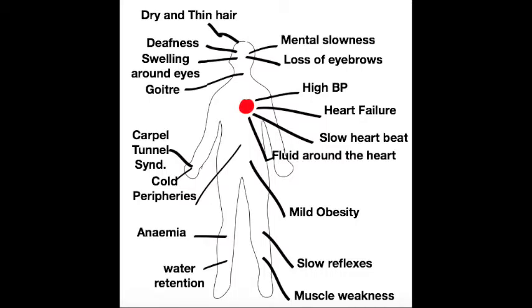With regard to the heart, it can increase the blood pressure, it can cause heart failure, it can cause something called bradycardia, which is a slowing down of the heartbeat, and it can also cause pericardial effusions, which is fluid around the heart. As mentioned, it can cause mild obesity, the reflexes in the body are slow, it causes weakness of the peripheral muscles, which are the muscles below your elbow, below your knees. It causes edema, which is water retention, and as mentioned, the hands and feet can feel cold all the time, or you could get pains in the palms of your hands, which is carpal tunnel syndrome.